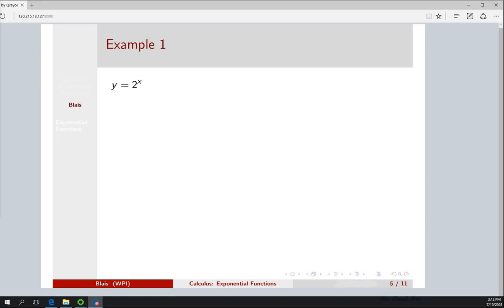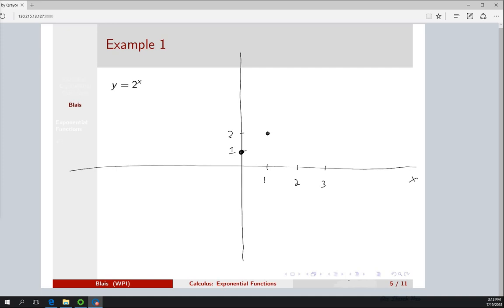The example we want to look at is 2 to the x. And this is something that we're fairly used to for, say, integer powers. So we can just put some points on here. First of all, we remember 2 to the 0 is 1. 2 raised to the first power is 2. 2 squared is 4.